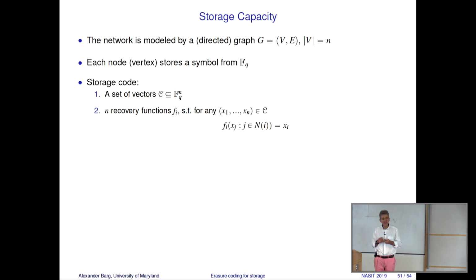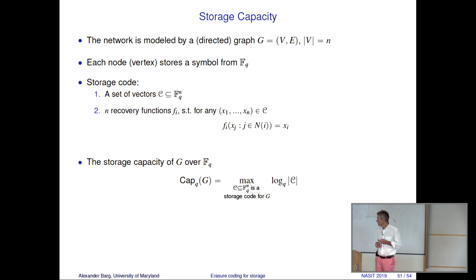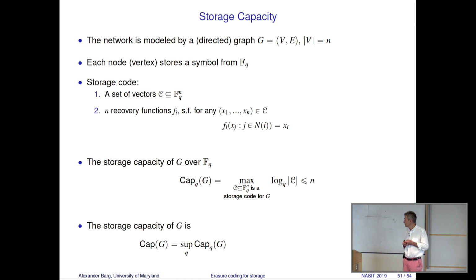There are recovery functions that do the recovery according to the graph. Going back to the example on the previous page, that's what they do. The storage capacity is defined as the maximum size of the code that fits the recovery functions, that is, a storage code for this graph. So what's log q of that code? A difficult question in general. There are some answers, but overall it is very much unknown. At most n, of course, but we will say a bit more.